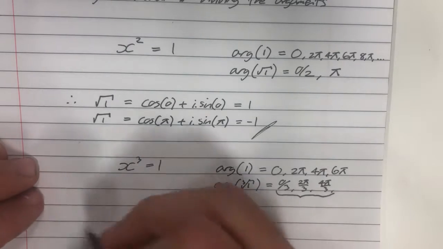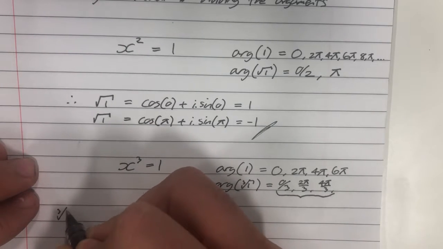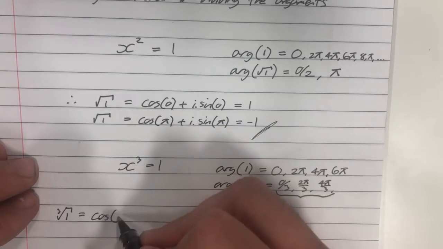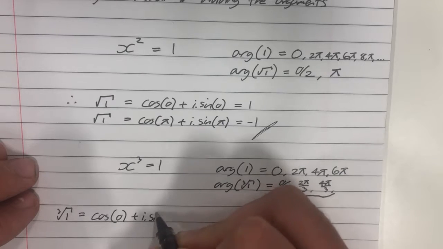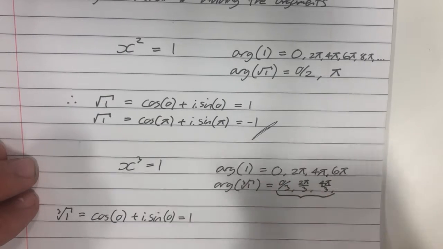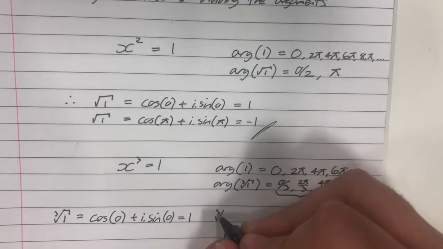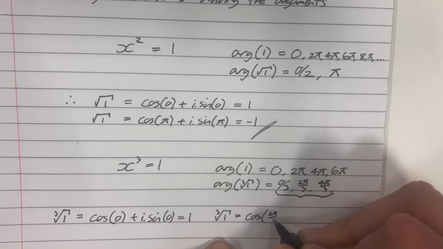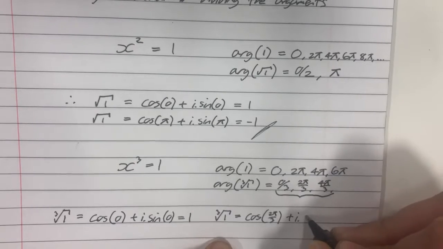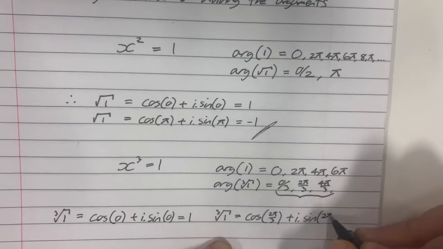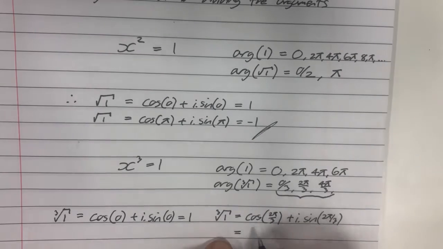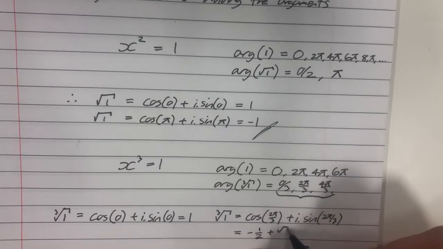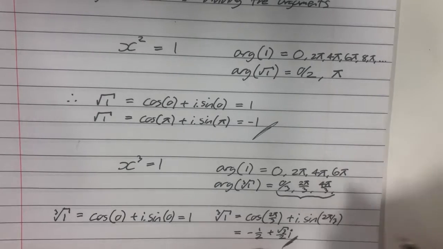So therefore, the cube root of 1 could be cos of 0 plus i times sine of 0, which we know is 1. But it could be cos of 2 pi on 3 plus i times sine of 2 pi on 3. Cos of 2 pi on 3 is minus a half, and sine of 2 pi on 3 is root 3 on 2. So that is also a cube root of 1.